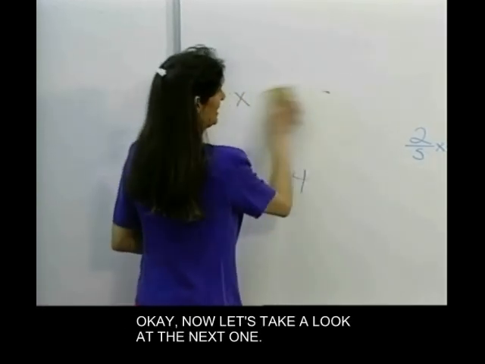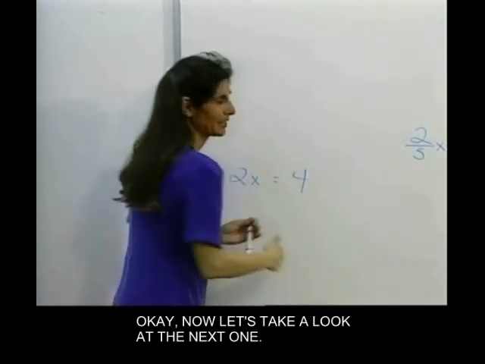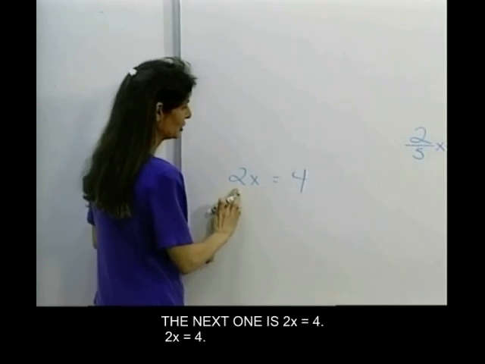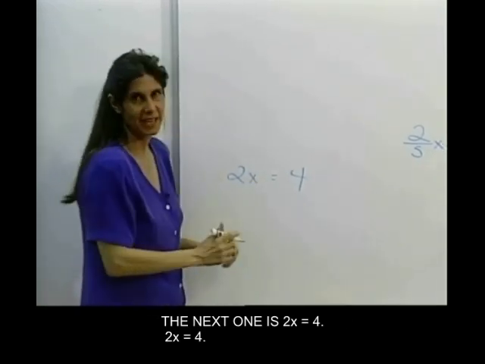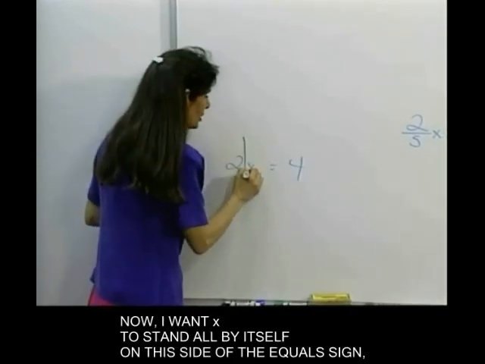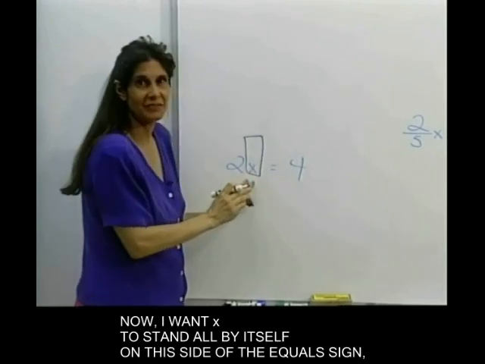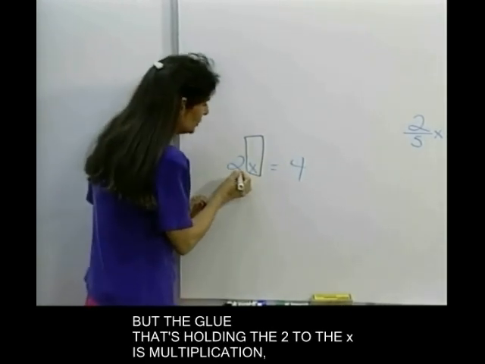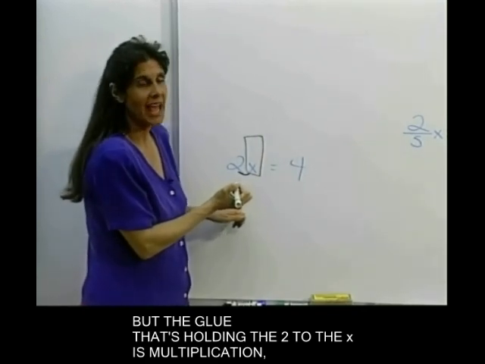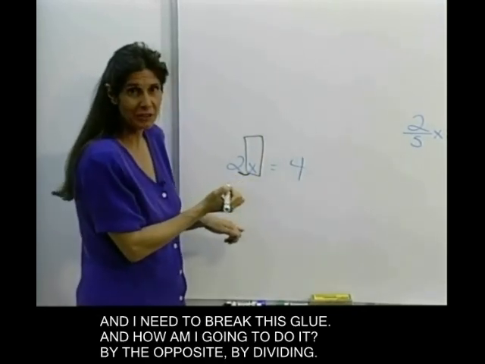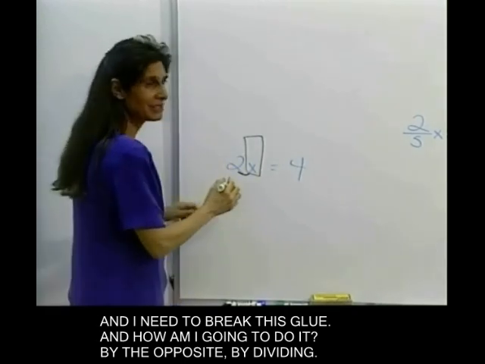Okay. Now, let's take a look at the next one. The next one is 2 times x equals 4. Now, I want x to stand all by itself on this side of the equal sign, but the glue that's holding the 2 to the x is multiplication. And I need to break this glue. And how am I going to do it? By the opposite, by dividing.